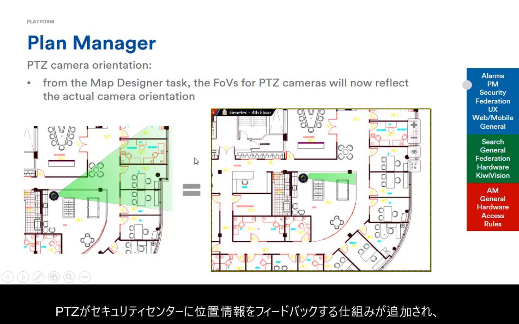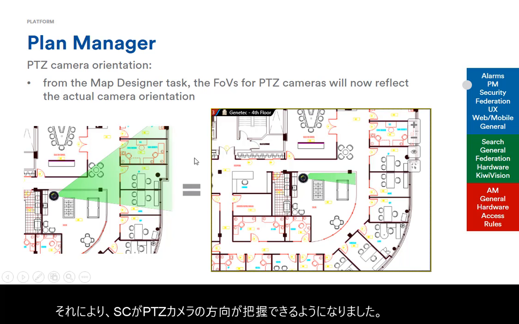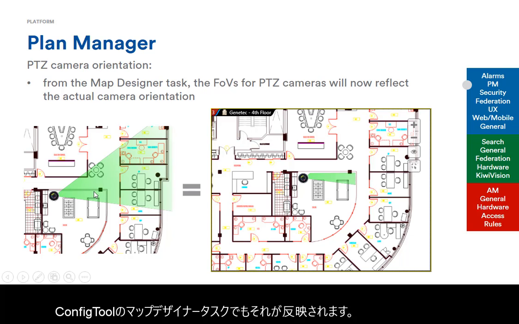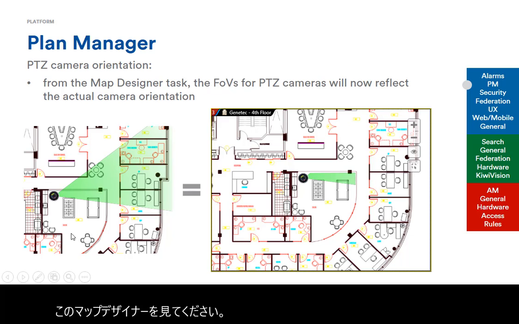So if the PTZ is feeding coordinates back to Security Center and it does know the orientation of the PTZ camera, then it will be represented in the config tool in the map designer task. So I'm looking at my map designer right here, and I can see my PTZ is pointing this way. And then when I look in the actual tile, indeed, that is exactly what it's doing. So nice little visual representation, and that will help set up PTZs on your map a little bit easier.